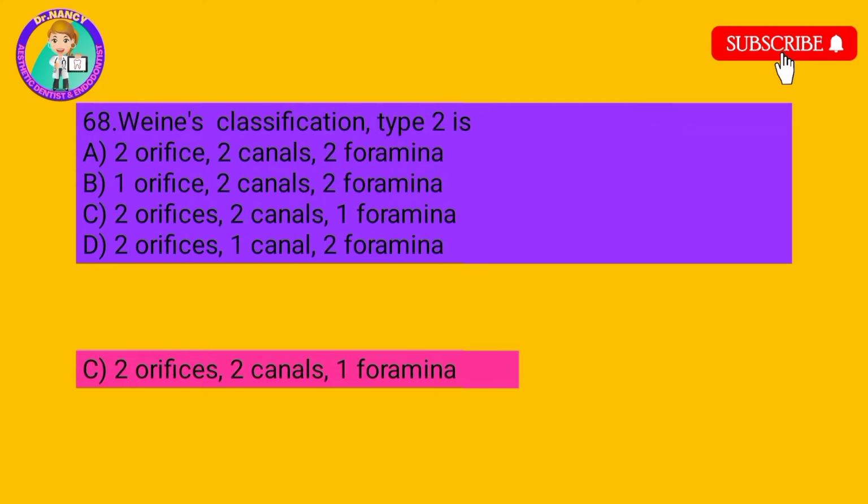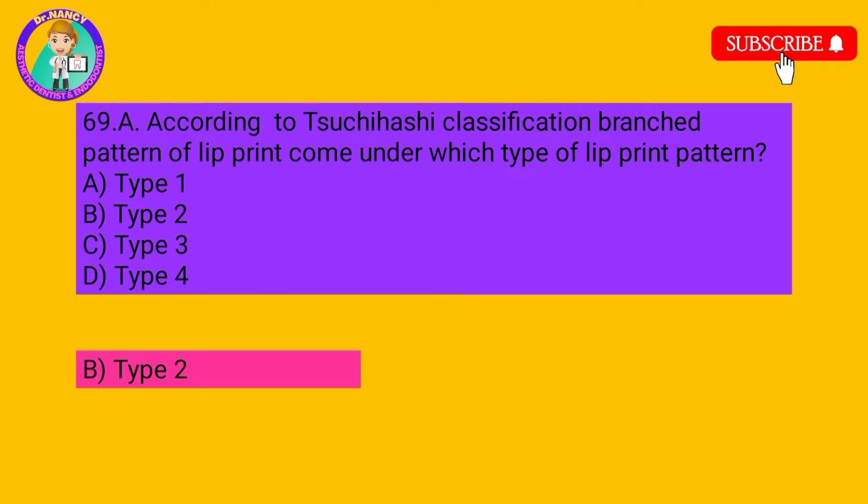Weine's classification type 2 is 2 orifices, 2 canals, 2 foramina; 1 orifice, 2 canals, 2 foramina; 2 orifices, 2 canals, 1 foramen; and 2 orifices, 1 canal, 2 foramina. Answer: 2 orifices, 2 canals, 1 foramen. According to Tsuchihashi classification, branched pattern of lip print comes under which type of lip print pattern? Type 1, 2, 3, 4. Answer is type 2.